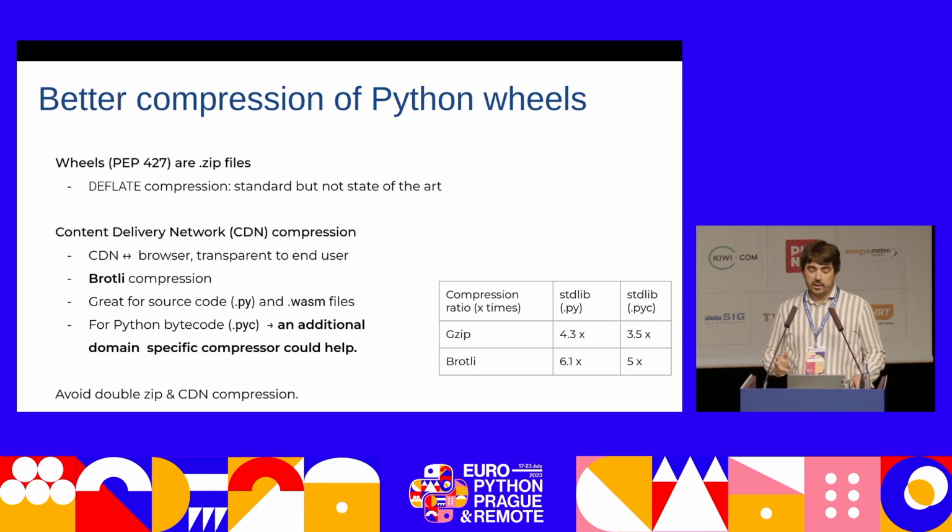Another thing to keep in mind, if you do your deployment yourself, is that if you take a wheel, which is a zip file, which is compressed, and then you recompress it with the CDN, it will actually make things worse, because the CDN then will not be very efficiently compressing things. So what we do in Pyodide, for instance, is we disable the compression in zip files and only use the CDN.